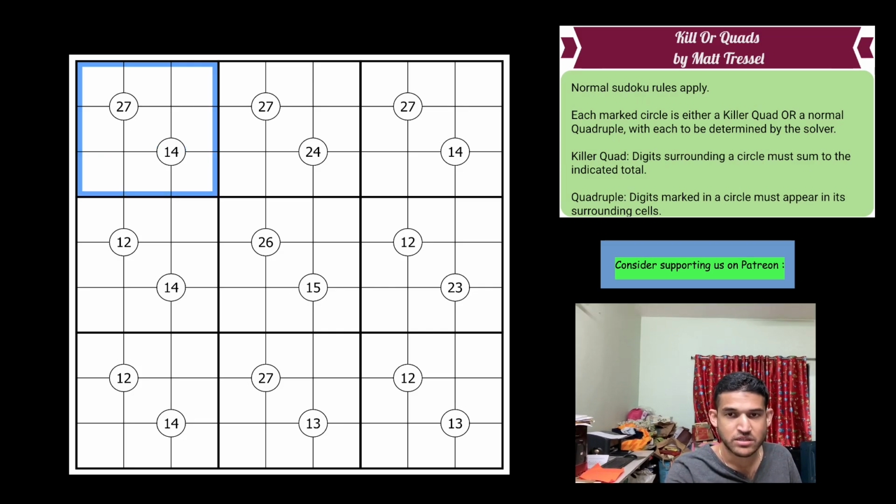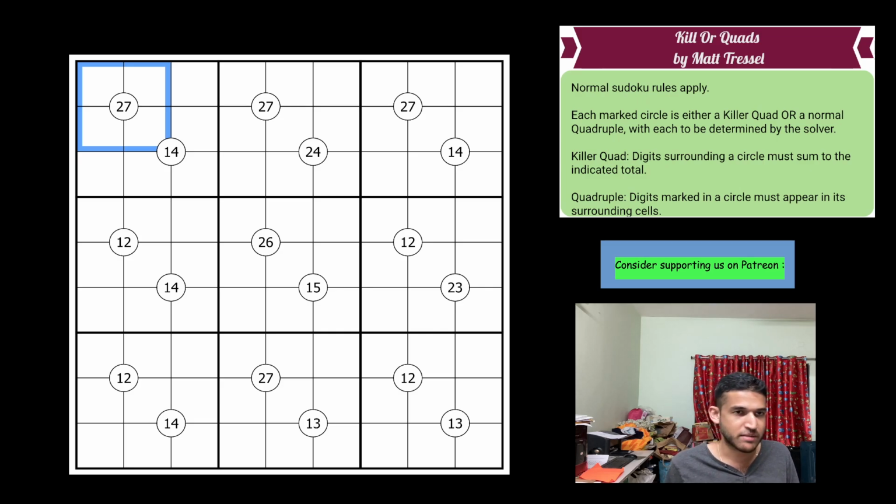So classic rules apply: each row, each column and 3 by 3 box has digits 1 to 9 without any repetitions. And then each marked circle is either a killer quad or a normal quadruple, with each to be determined by the solver. You can see that the word "or" is given in caps, which means that every one of these circles has to be exactly one clue, either a killer quad or a quadruple. It cannot be both.